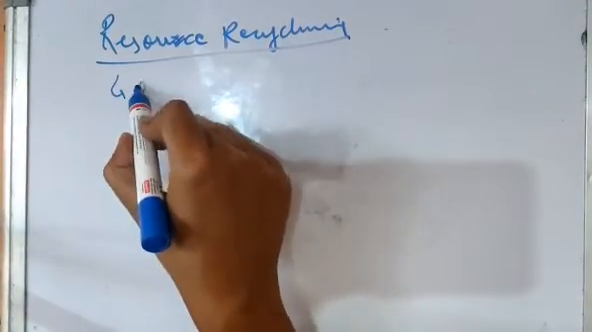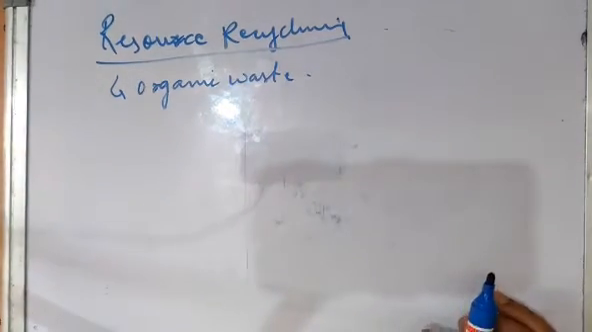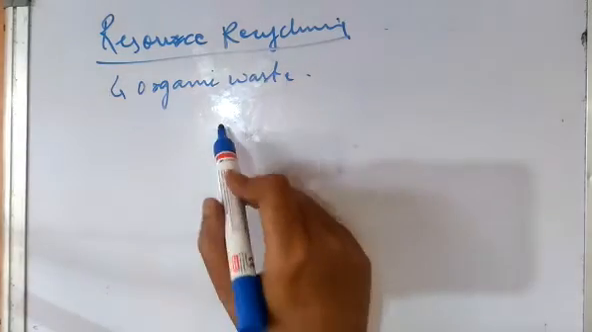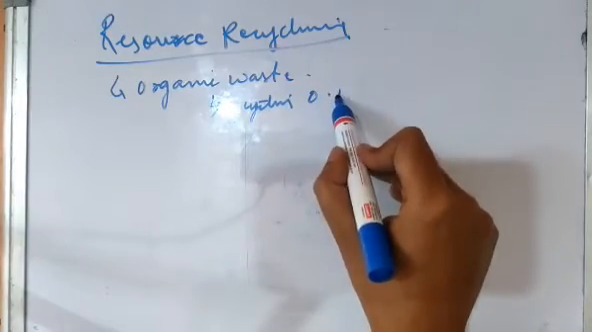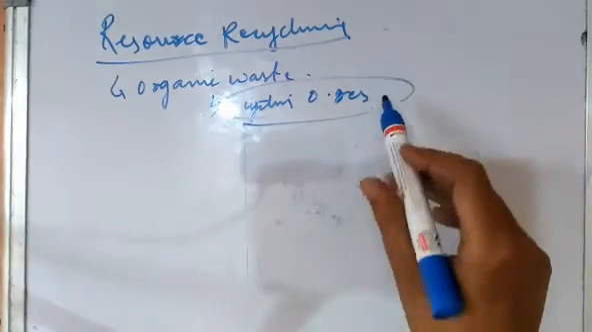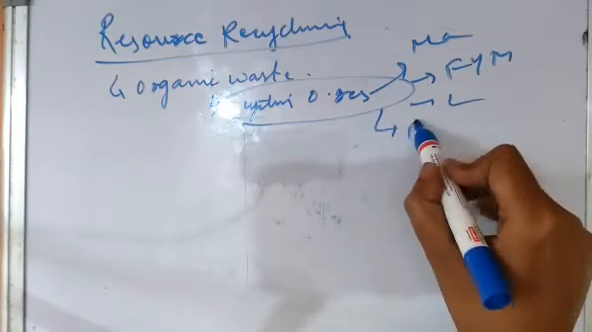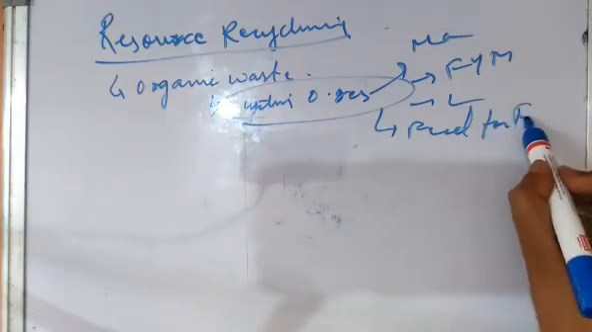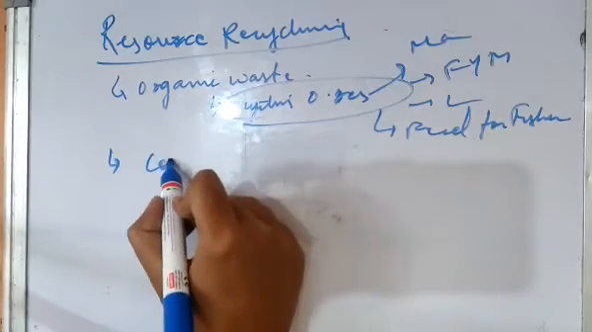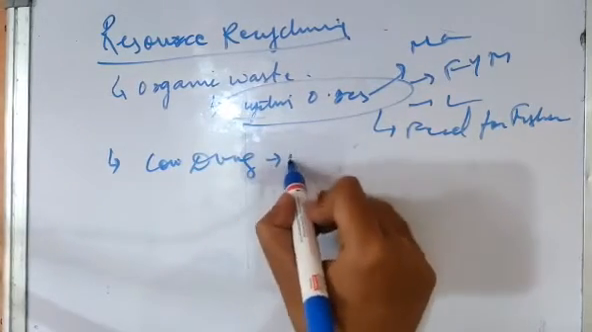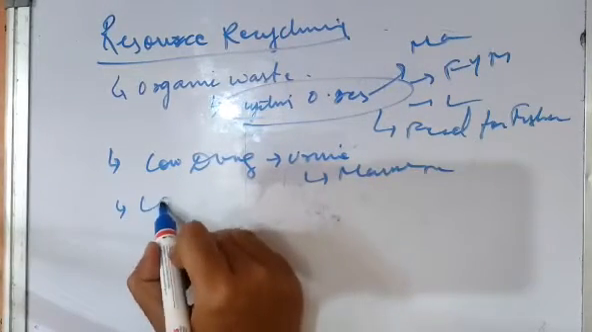Here, organic wastes from crops, livestock, and households are valuable sources for recycling. These organic residues act as manures, farmyard manure, compost, and feed for fisheries. As I discussed earlier, cow dung and urine are all used as manures. Compost is made.